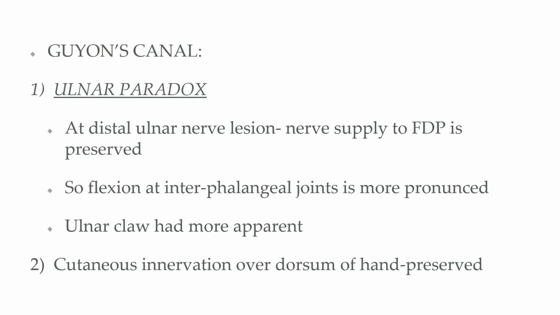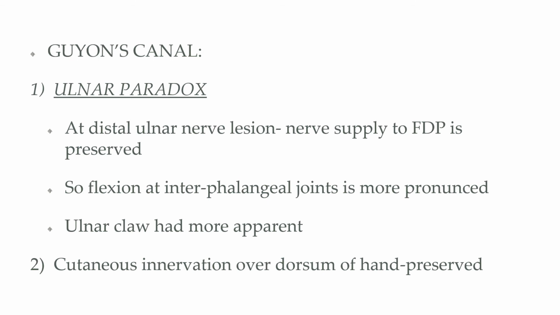The second site where the ulnar nerve can be injured is at the level of the wrist joint. At the level of the wrist joint, ulnar nerve can be injured when it passes deep to the volar carpal ligament, or we may say when the ulnar nerve passes through Guyon's canal.